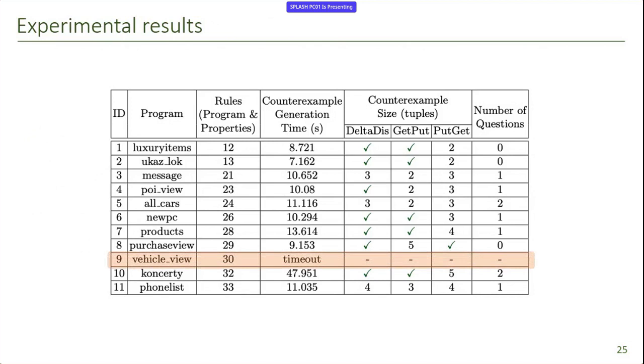We set the timeout for our experiments as 1 minute, and for some programs, the counterexample generator failed to generate because it takes more time than 1 minute. And usually, the questions used in the user interface are small, and for some simple programs, we don't need to ask any questions to the programmers because the bug was explicitly located.